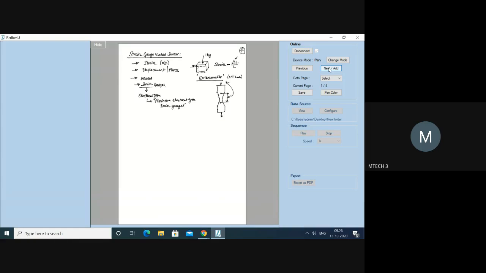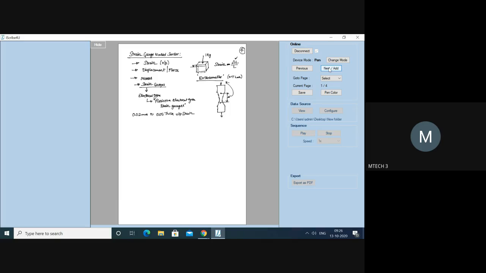The strain gauges are going to be very small in thickness, of the order of 0.02 mm to a maximum of 0.05 mm thick. So this is the strain gauge. This is how the strain gauges are going to be. Now just observe.